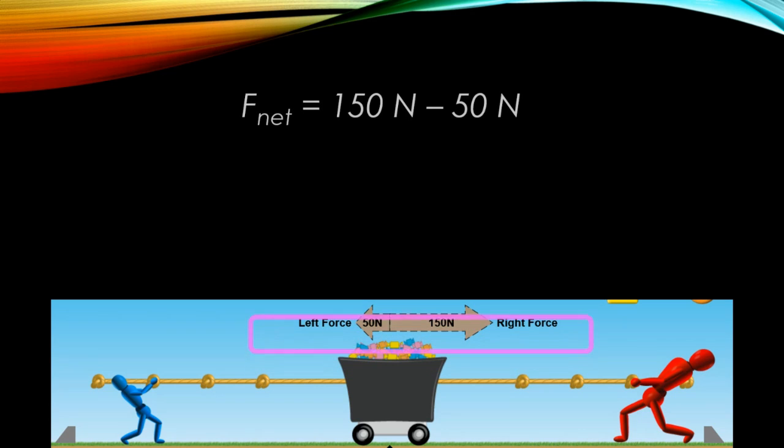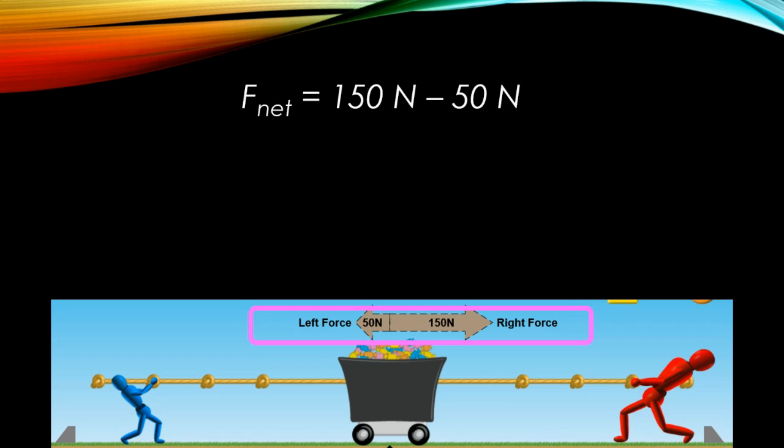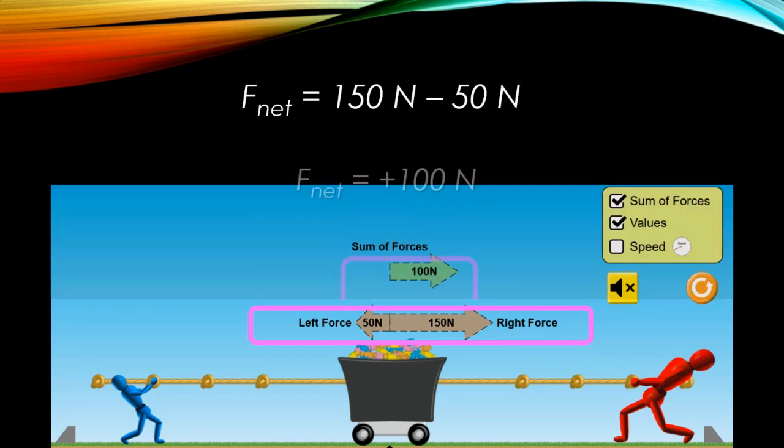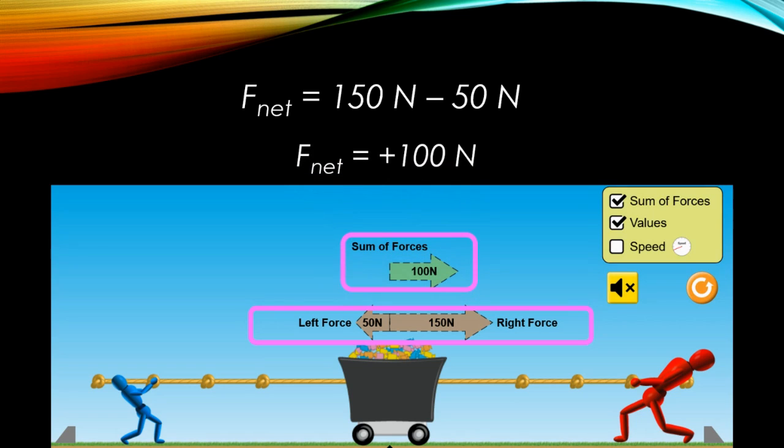So to find the net force, we would take the 150 newtons from the right guy and subtract the 50 newtons from the left guy, since they are pulling in opposite directions. This gives us a net force of positive 100 newtons. So what does that positive tell us? Remember that positives and negatives in science indicate the direction of the vector, and that we define the positive direction as right. So this means that we have a net force of 100 newtons acting to the right.